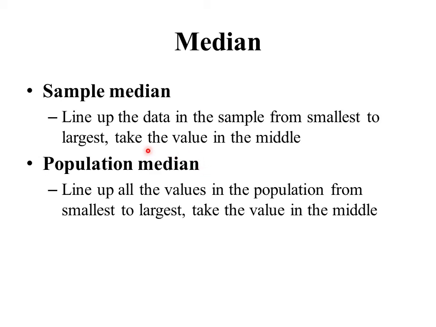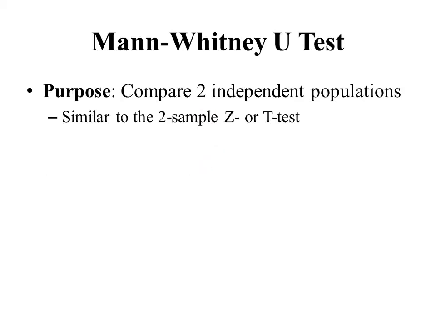Now, it's virtually impossible to calculate a population median because we would need to get data from every single member of our population. That's virtually impossible to do. And so if we want to know something about a population median, we're going to go out and collect data from a sample, calculate a sample median, and then we're going to use a non-parametric test in order to make some conclusions about the value of that population median.